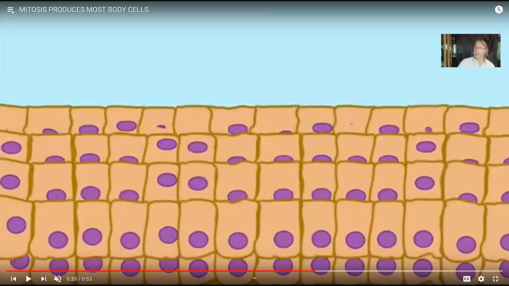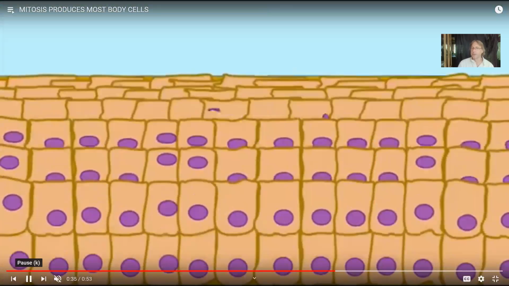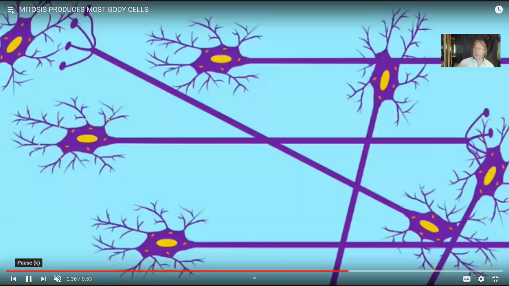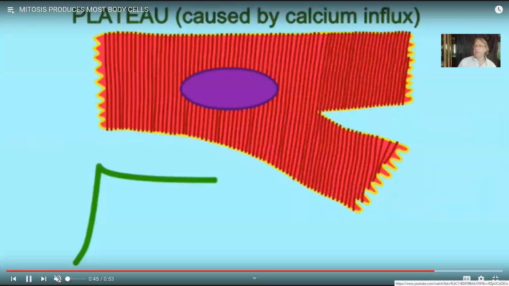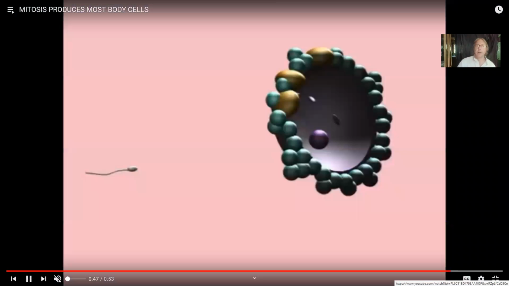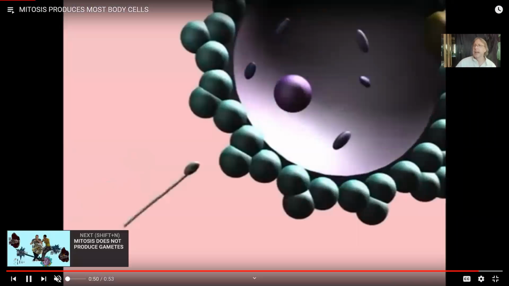So mitosis, all right, these cells can specialize later. Mitosis is what gives us most of the cells of the human body. Once again, nerve cells, muscle cells, etc. So the daughter cells of mitosis can produce most body cells. There is one exception. The cells which result from mitosis cannot be used for reproduction.